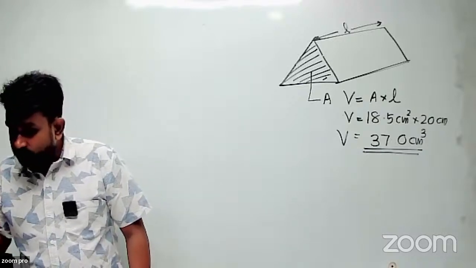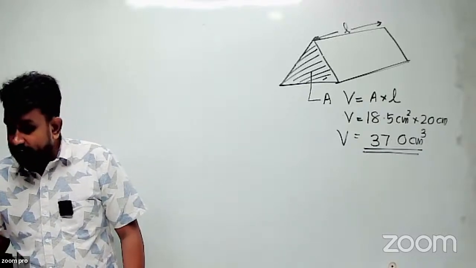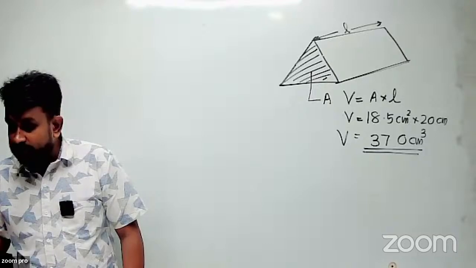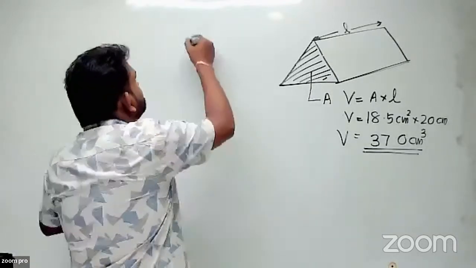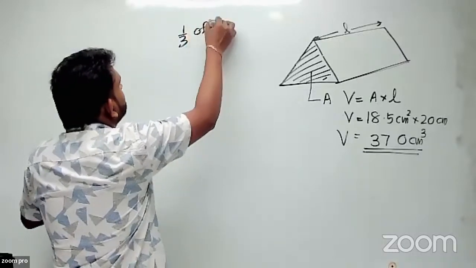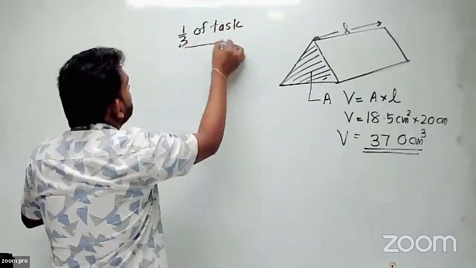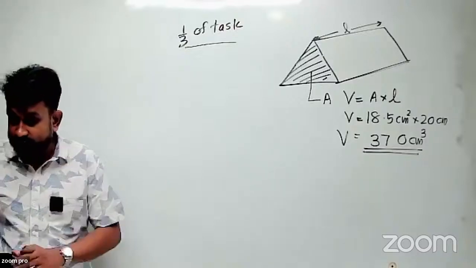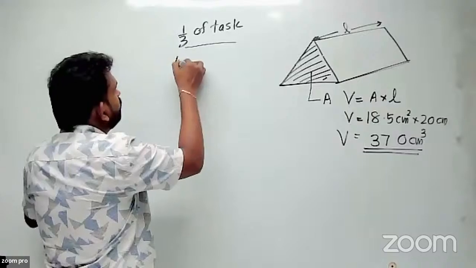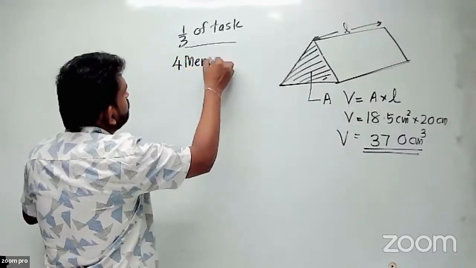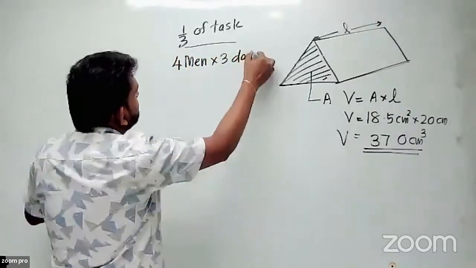Okay, now we will move to the next question. Find the volume. Fine. There are 4 men needing 3 days to complete 1/3 of a task. For 1/3 of the task, right? What is the man-days requirement? It says that 4 men take 3 days. Okay, 4 men into 3 days. So what is the answer?